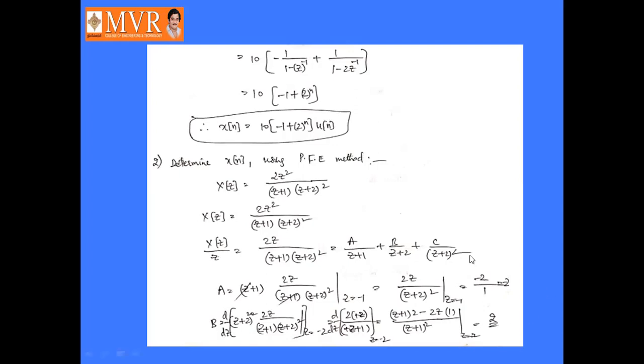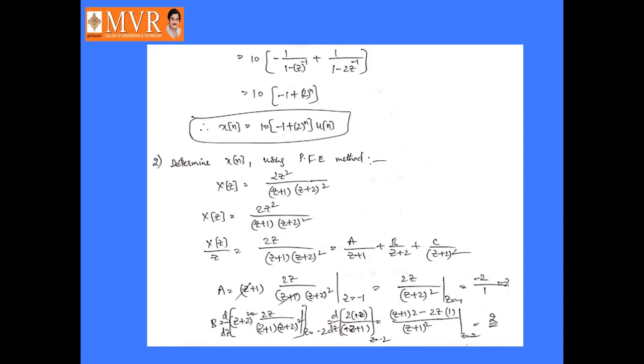So A can be calculated as (z plus 1) into 2z by (z plus 1) into (z plus 2) whole square, keeping z equal to minus 1. So z plus 1 gets cancelled. It is 2z by (z plus 2) whole square, substituting the value of z equal to minus 1 here. So we will get minus 2 by 1, it is minus 2. A value is minus 2.